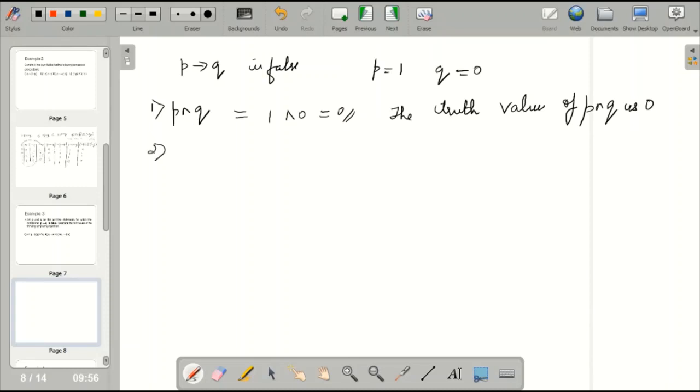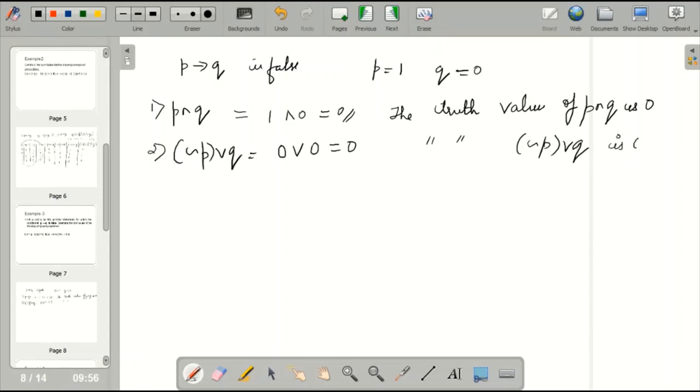Second problem is regarding negation of P or Q. So what is the value of P? P is 1. Negation of that will be 0 or Q. 0 or 0. So you know 0 or 0 is always 0. So the truth value of negation of P or Q is also 0.